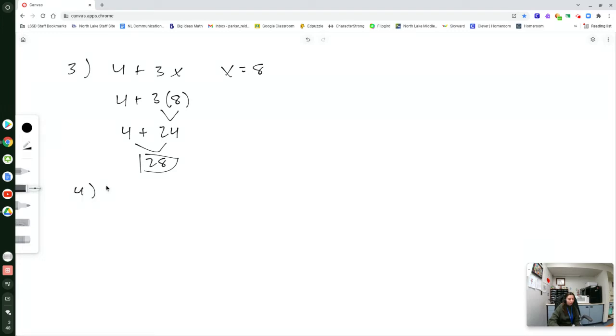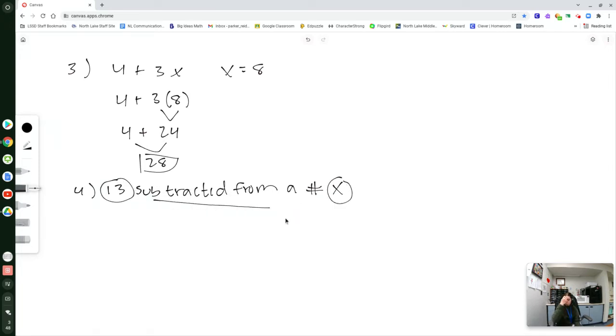Question 4 says write the phrase as an expression. The phrase is 13 subtracted from a number x. So look, I'm basically rewriting this using numbers, variables, and operations. So I see the number 13, the variable x, and then the words subtracted from are connecting them. So I need to decide what operation that means.